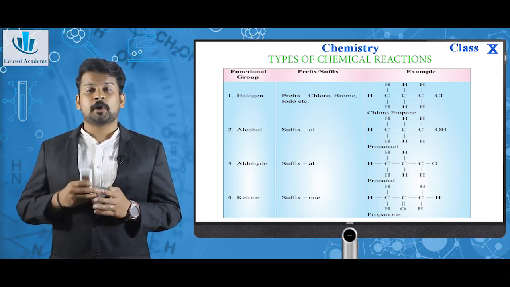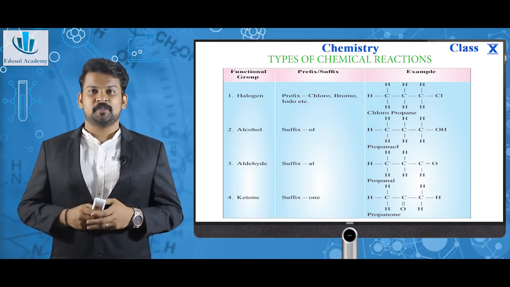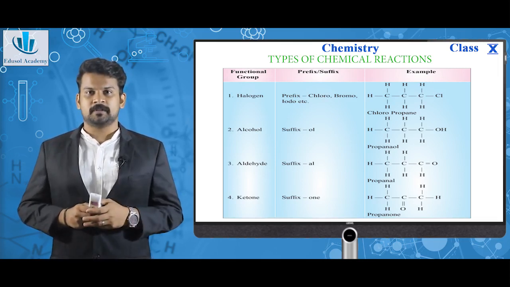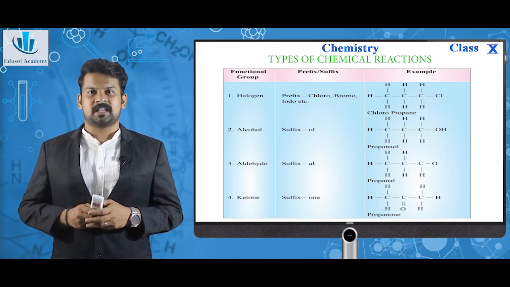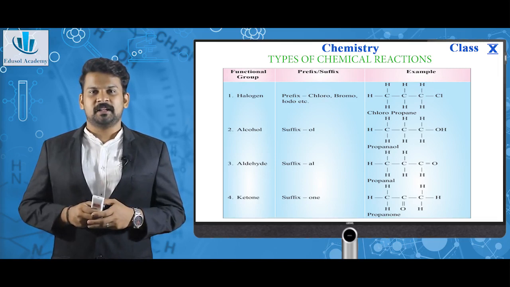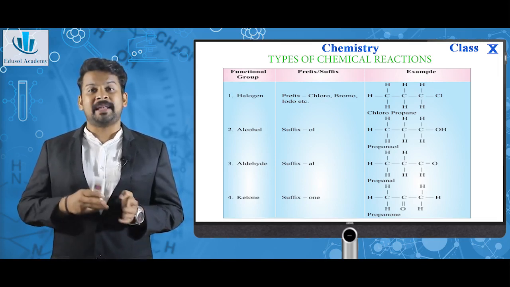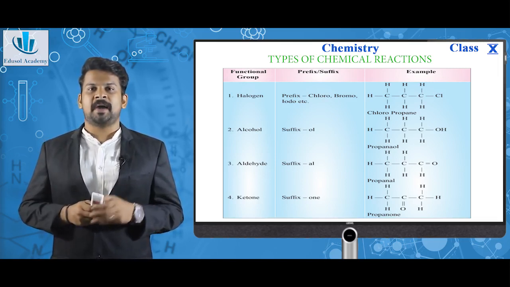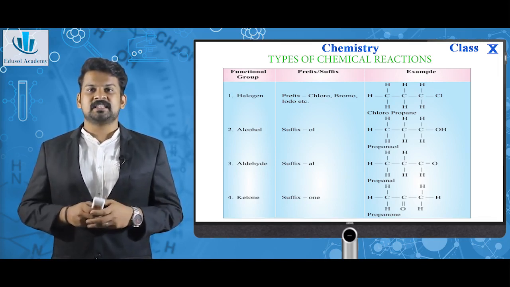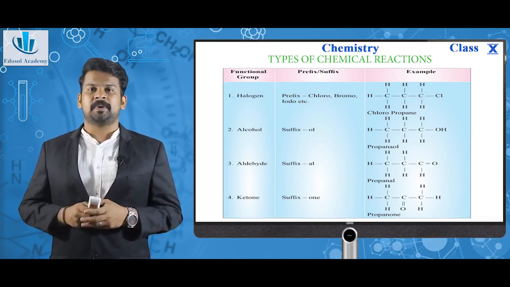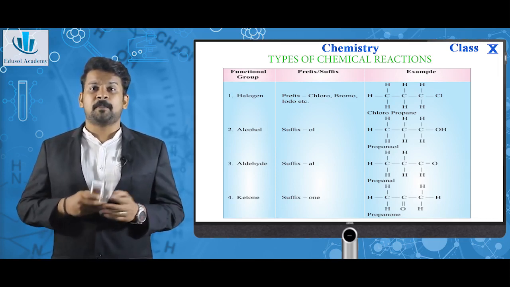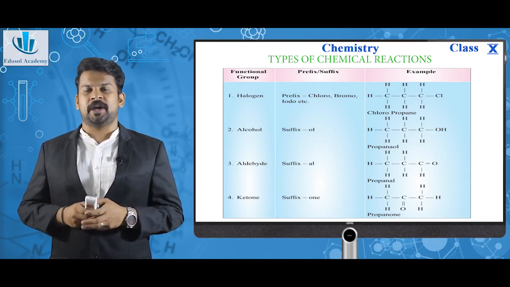The compound is chloropropane, which means halopropane. Similarly, the hydroxyl compound, which means the alcohol, gives propanol. Similarly, for aldehyde, it is propanal. The CHO group has come into action. Next, for ketone, it is propanone. The CO group has come into action. The final one is propanoic acid, COOH.